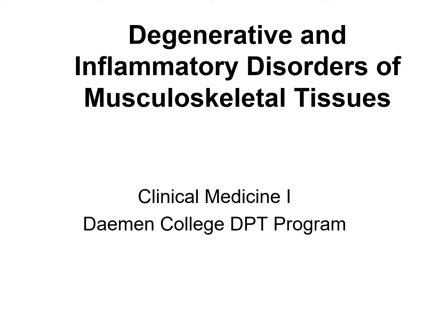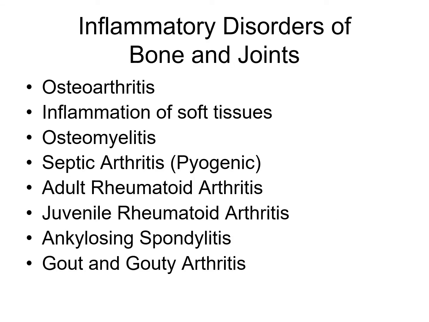This narrated PowerPoint is on degenerative and inflammatory disorders of musculoskeletal tissues. Included among the inflammatory disorders of bone and joints are osteoarthritis, inflammation of the soft tissues, osteomyelitis, septic arthritis, which is sometimes called pyogenic arthritis, adult rheumatoid arthritis and juvenile rheumatoid arthritis, ankylosing spondylitis, and gout and gouty arthritis.